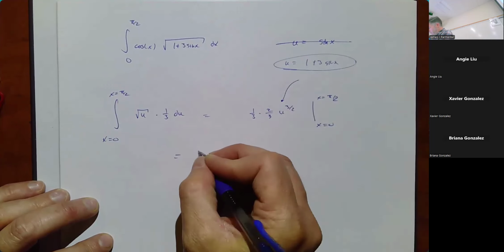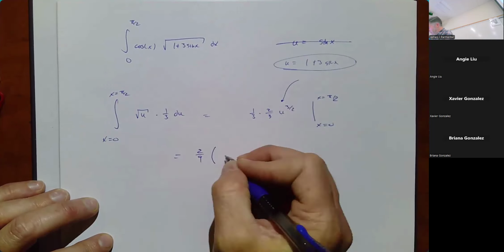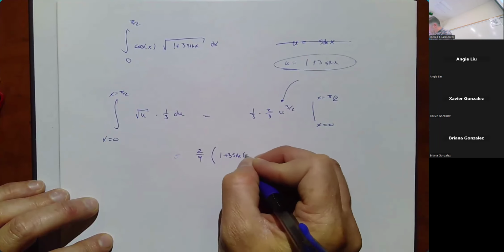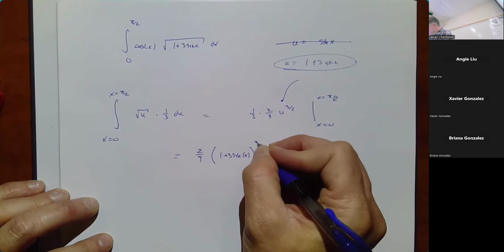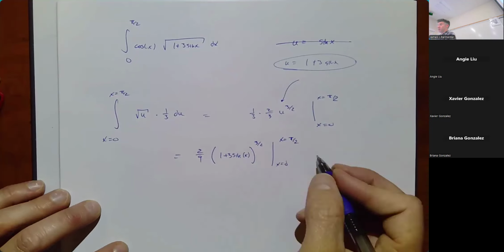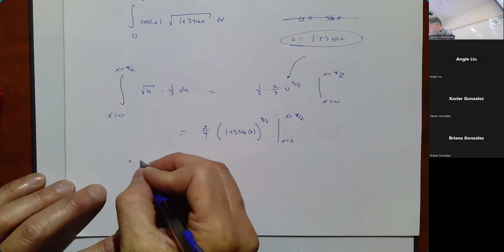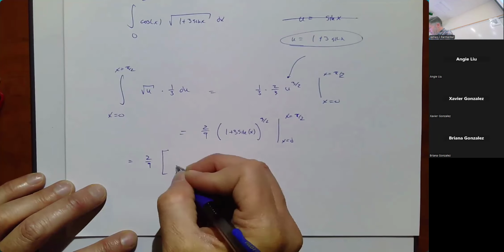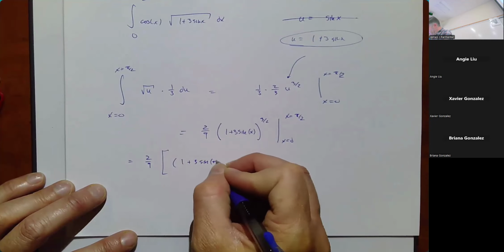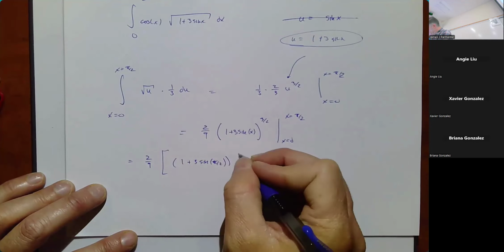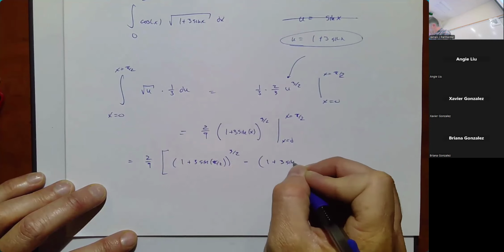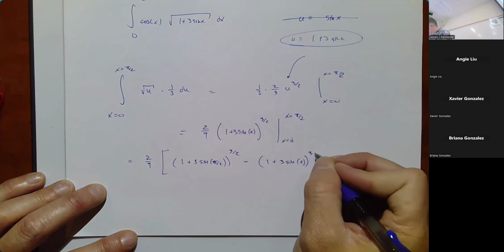So we get 2/9 times 1 plus 3 sine of x to the 3/2 from x equals 0 to x equals pi over 2. And then we can plug in those values and get 2/9 times 1 plus 3 sine of pi over 2 to the 3/2 minus 1 plus 3 sine of 0 to the 3/2.